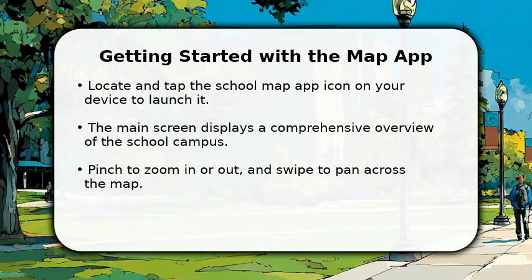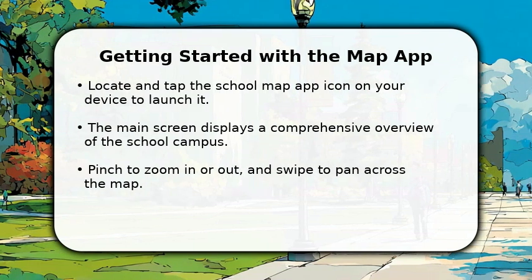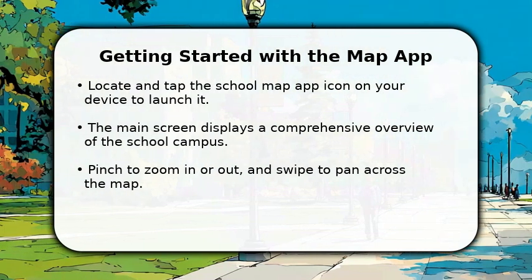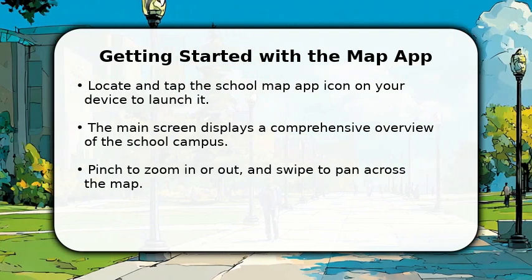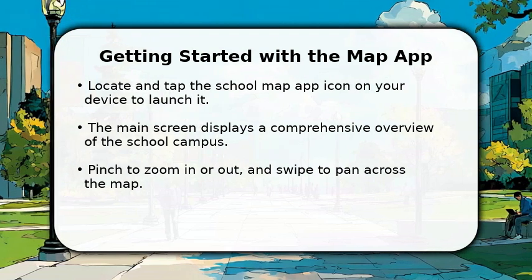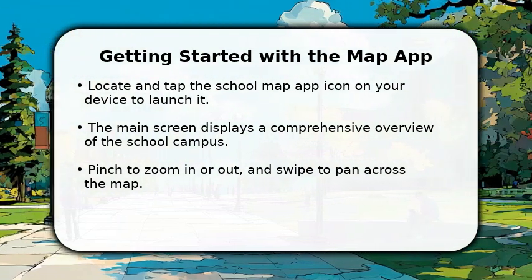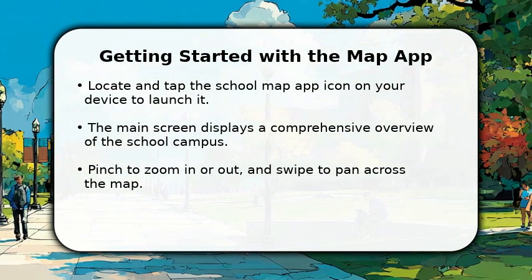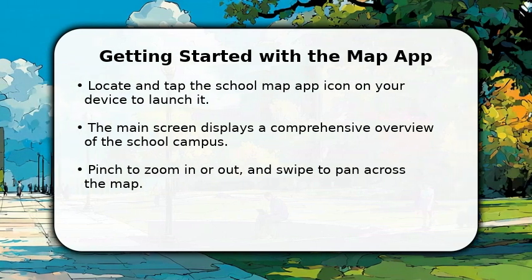In this video, I will show you how to use the school mapping app. Once you've downloaded the app, simply tap its icon on your device's home screen to open it. The app immediately presents a detailed interactive map of our school campus. You can easily navigate by pinching your screen to zoom in or out, or by swiping your finger to pan across different areas. Familiarize yourself with the layout for a moment, noticing key buildings and pathways.